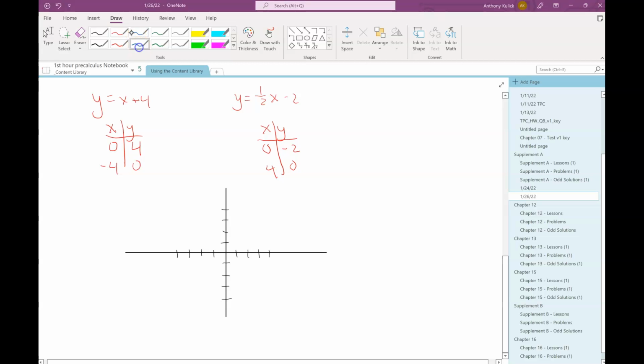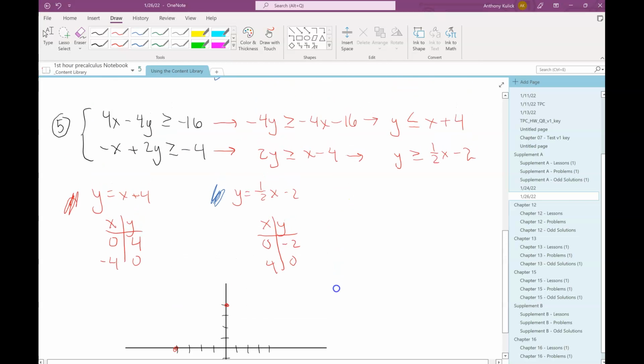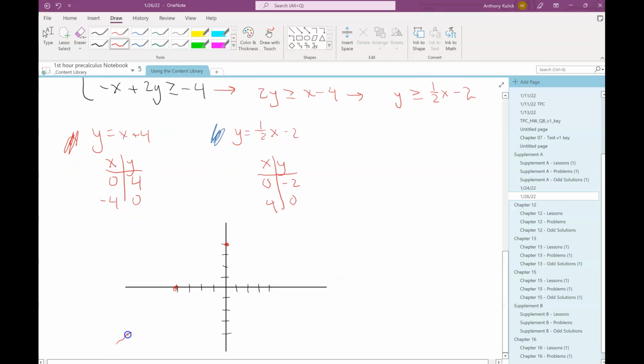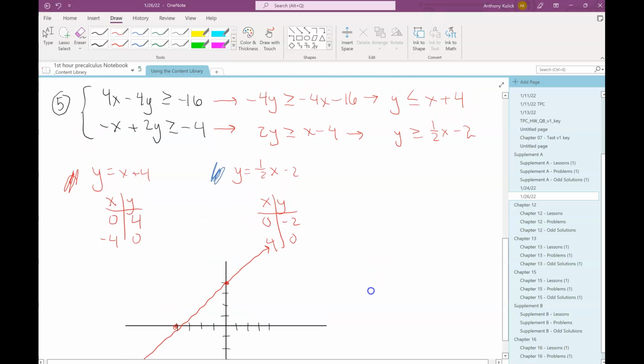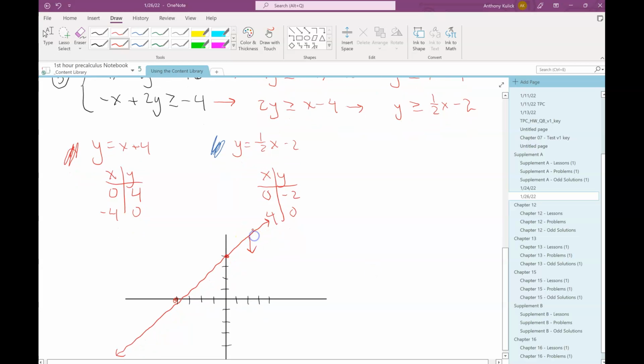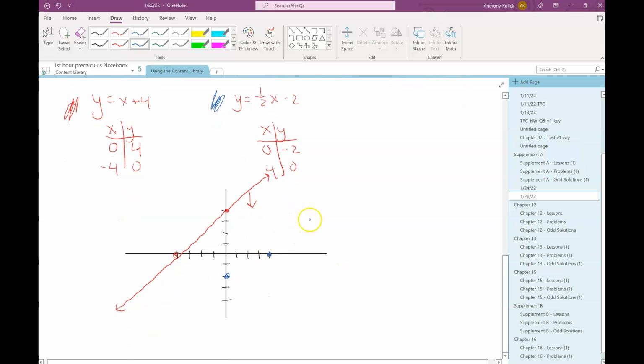Okay. So I guess the first line we'll draw in red, and the second one I'll draw in blue. So 0, 4, and then -4, 0. And because that was an or equal to inequality, I'm going to use the solid line. And because it was a less than, I know I'm going to be shading below. I'm not going to do the shading right now. I'm just going to put an arrow reminding myself what side I'm shading on. The next one, 0, -2, and then 4, 0.